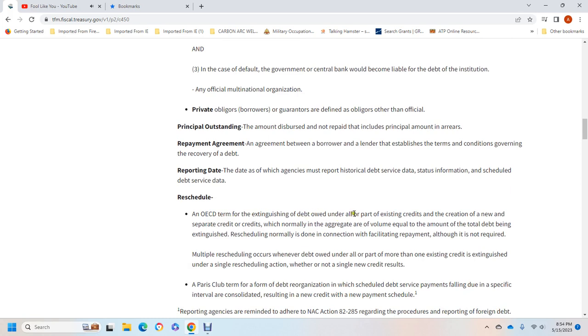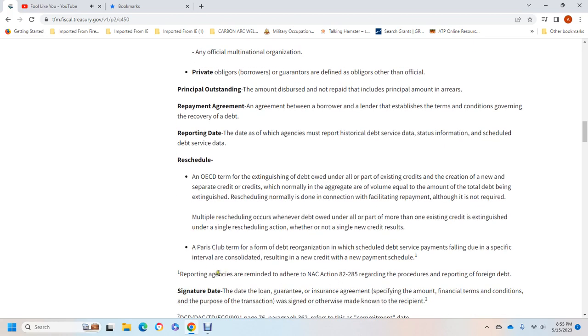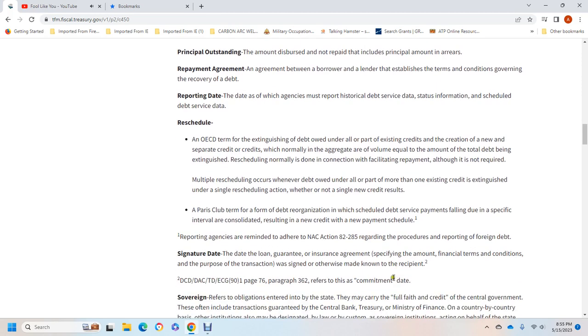Rescheduling is the determination to extinguish the debt owed, all or part of the existing credit, for the creation of a new credit. Separate credits are normally aggregated with a volume equal to the amount of the total debt being extinguished. Rescheduling is normally done in connection with facilitating payment, although it is not required. Multiple rescheduling occurs when the debt is rescheduled under all or parts of the existing credit with a single rescheduling action, resulting in not a single new credit, as a result of the Paris Club debt reorganization, with a new schedule of the debt service payments. The consolidated result is a new credit with a new payment schedule. The reporting agency should refer to the NAC action 82-28-5 regarding the procedure for reporting foreign debt.